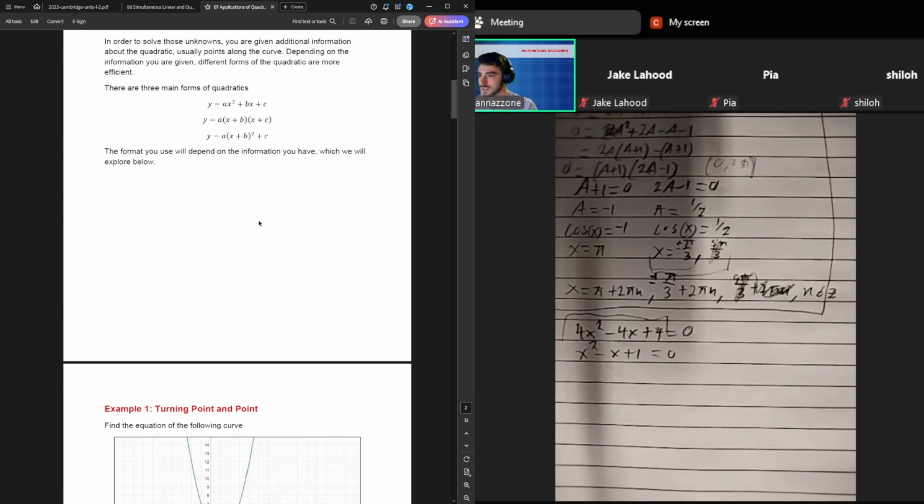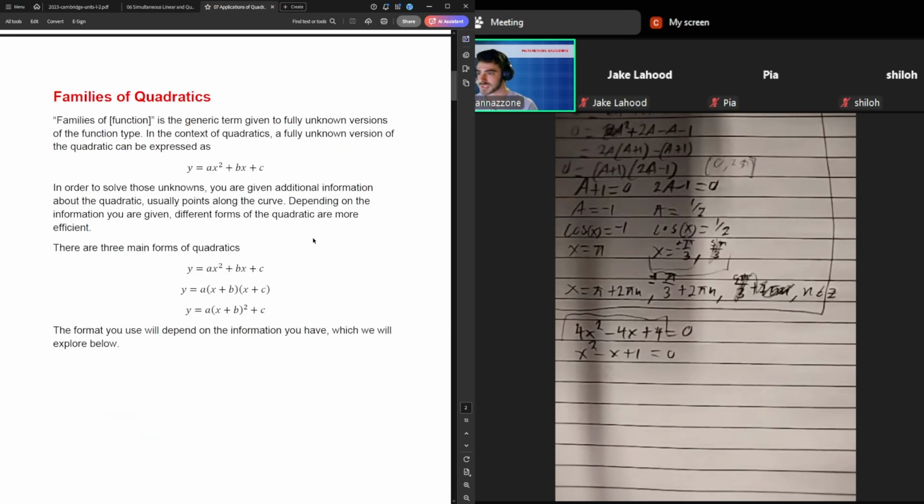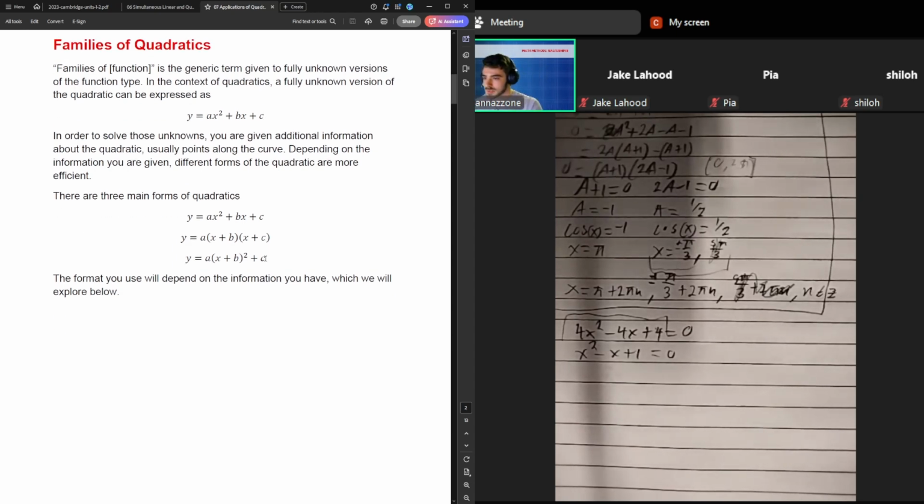Next up, families of quadratics. This is the kind of thing where you have pretty much a fully unknown quadratic to start with, and your goal is to figure out all the unknown terms in there. What are their values? You'll need to be familiar with the three main forms of quadratics for this. You'll need to know the polynomial form, or the expanded form, the general form I guess, of a quadratic. You'd need to know the factorized form for axes-intercepts, and you would need to know the turning point form if the information you're given is a turning point.